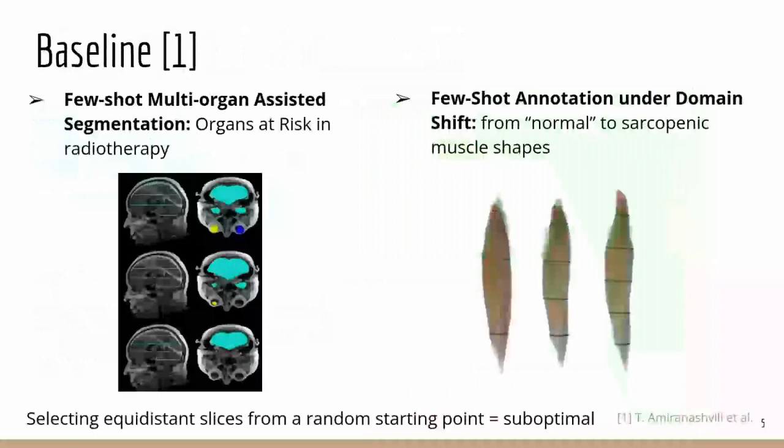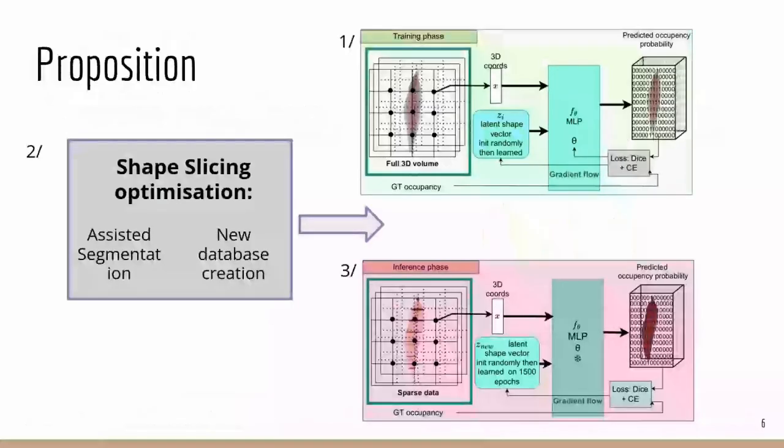In this baseline, the slice selection is to uniformly position the slices in the volume, which results in some cases missing important zones like the eyes, which are small organs, or missing the insertion of the muscle that are critical in the segmentation. This method is then suboptimal, which is why we propose an alternate shape slicing optimization.